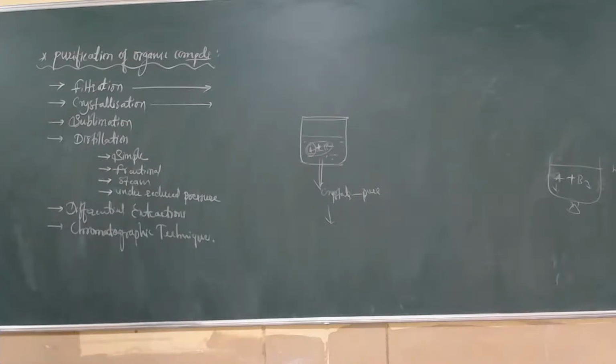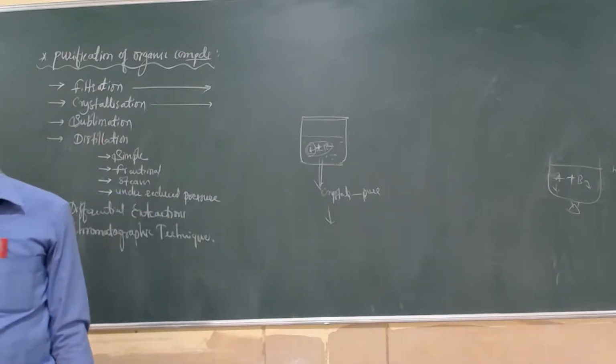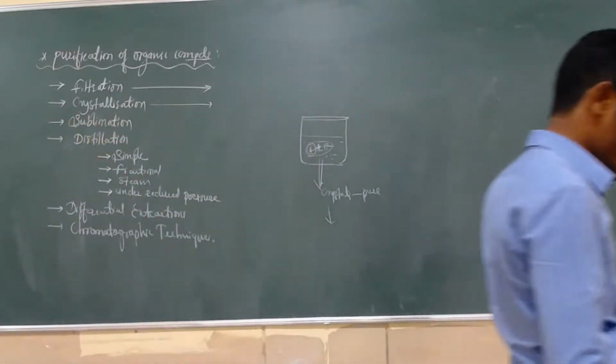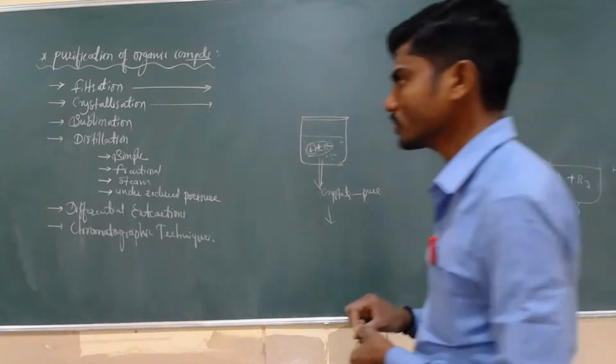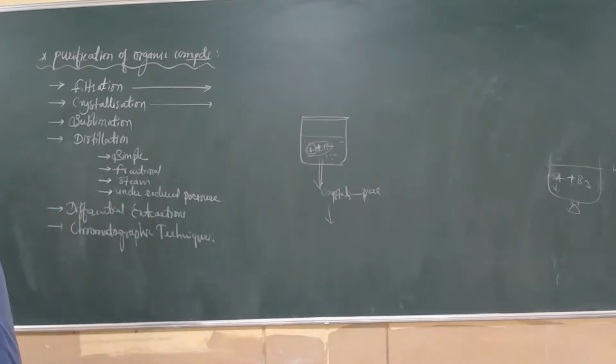Next one, put a star and write: the process of separation of different components by repeated crystallization is known as fractional crystallization.